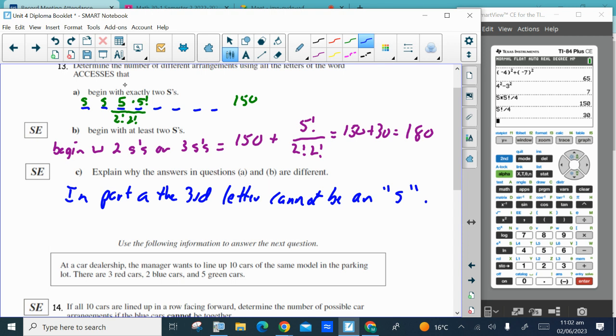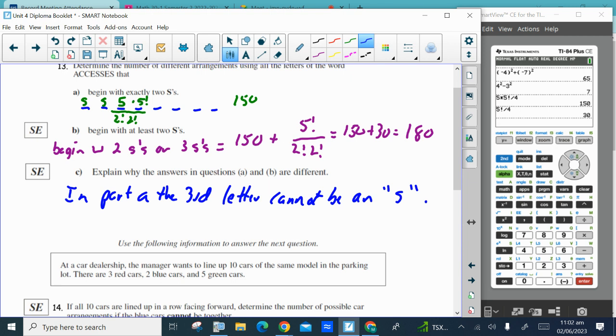In part A? First one of what? I don't know what you're asking me. First one of what? You're talking about the 150 beginning with 2 S's? No, because we did that in part A. It must begin with exactly two S's. And what that word exactly means, it means that the third letter cannot be an S.